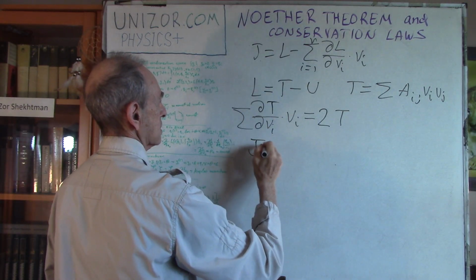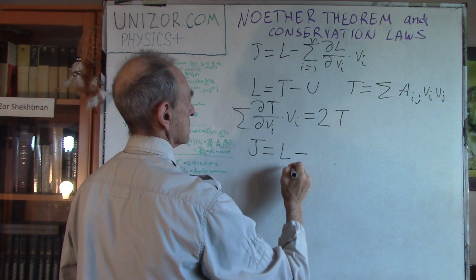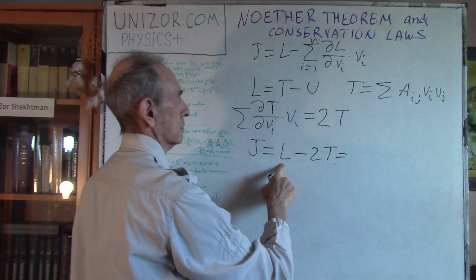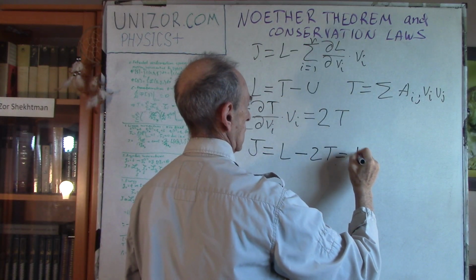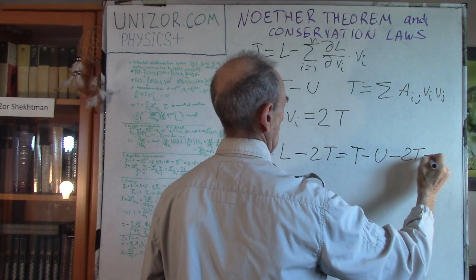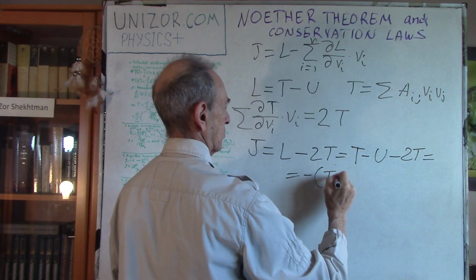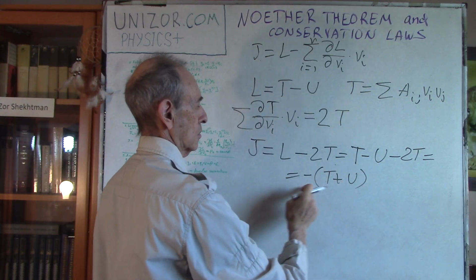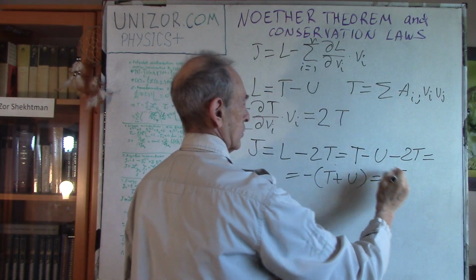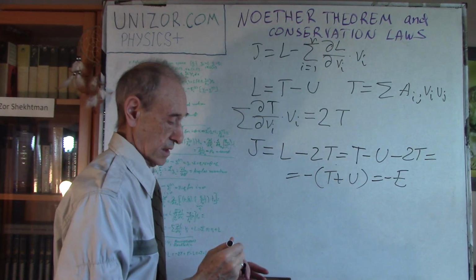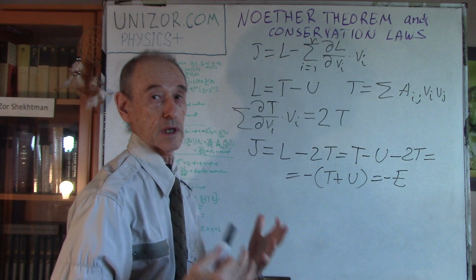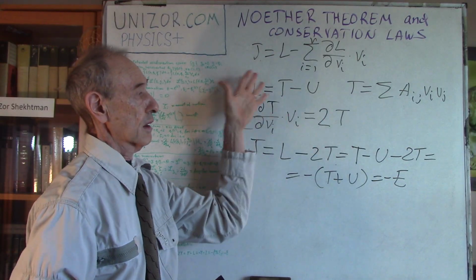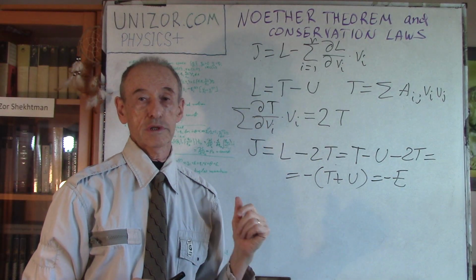The result is that J is equal to L minus 2T, which is T minus U minus 2T. T minus 2T is minus T, and minus U, which is energy with a negative sign. So this is a conserved quantity. So energy is a conserved quantity if we are changing only the time coordinate.